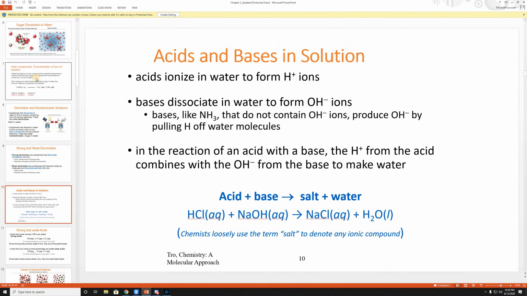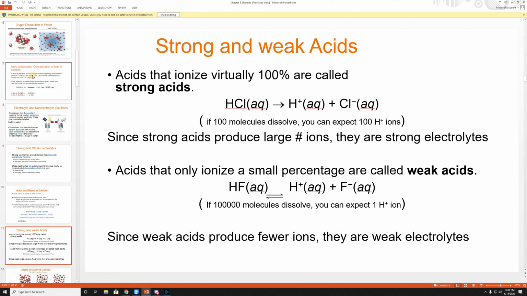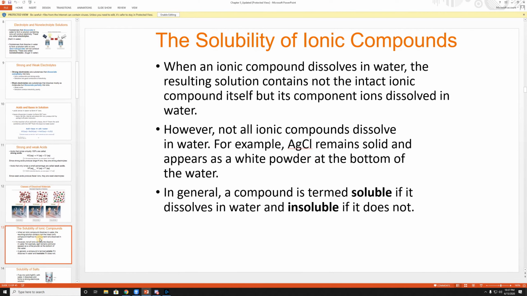Acids and bases, understand what an acid and what a base does. So acids have hydrogen and release hydrogen ions into the solution, whether it be water or whatever, such as in this equation. Those are for strong electrolytes, strong acids, and weak electrolytes. The weak acids are one type of them. And know that if you have 100,000 molecules, you can expect only one of them to dissociate. So a very small percentage will dissociate.